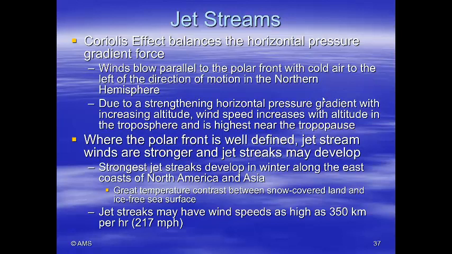So we see that the Coriolis effect is going to balance the horizontal pressure gradient force, and the winds are going to blow parallel to the polar front with the cold air on the left of the direction of motion in the northern hemisphere. Due to a strengthening horizontal pressure gradient with increasing altitude, the wind speed increases with altitude in the troposphere, and it's highest near the tropopause.